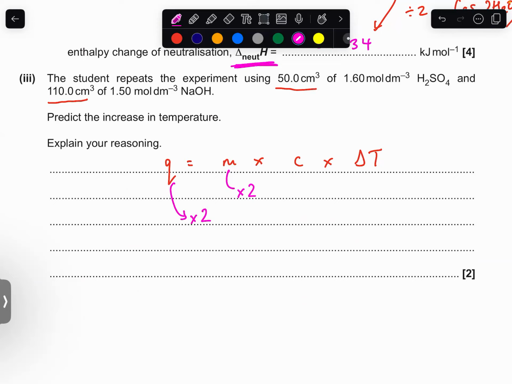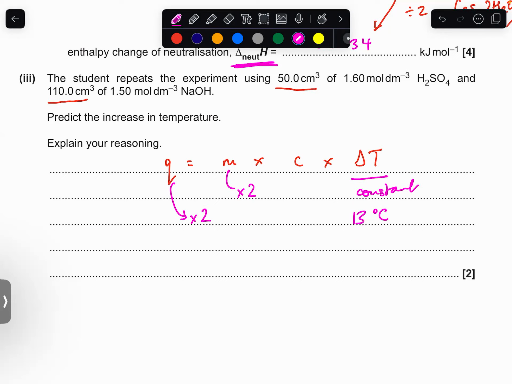There's a direct correlation. And because the concentrations are kept the same, but the volumes are doubled, the energy doubles. But the temperature change is still going to be the same. This will still be constant. In this case, 13 degrees Celsius, as it was mentioned in the question. So this is worth 2 marks.